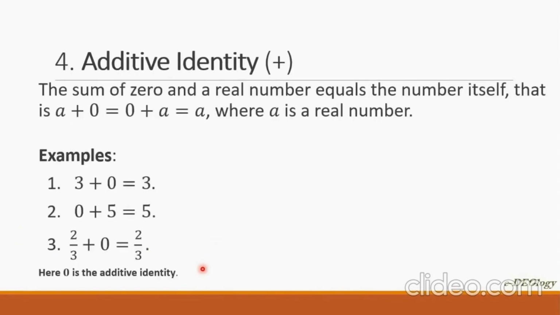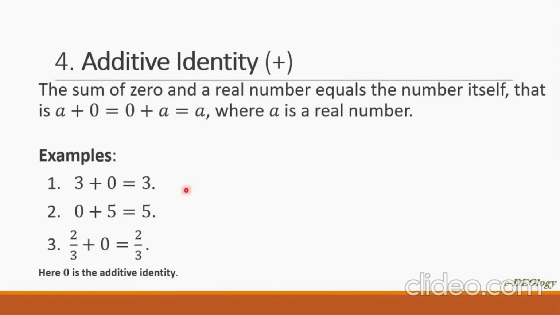The number 4 property is what we call additive identity. It says here, the sum of 0 and a real number equals the number itself. That is, a plus 0 is the same with 0 plus a, and the answer will be a. In other words, any number added to 0 will result in the number itself, and that 0 is what we call the additive identity.